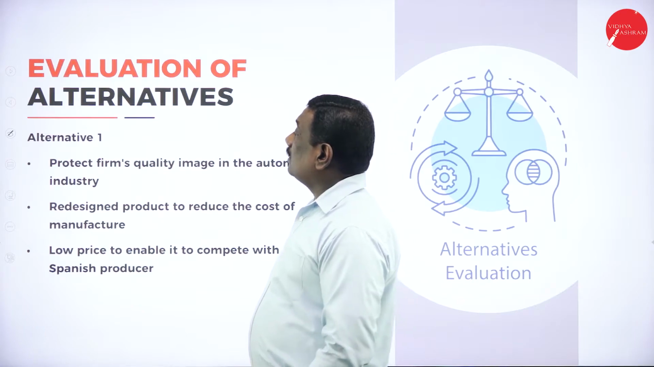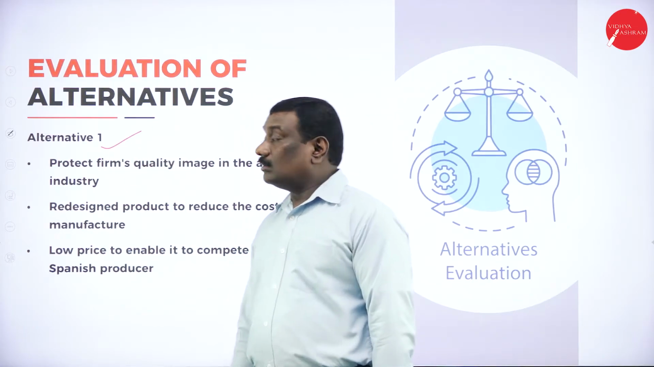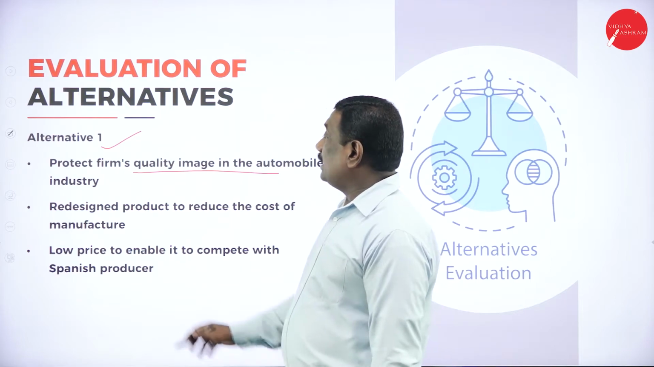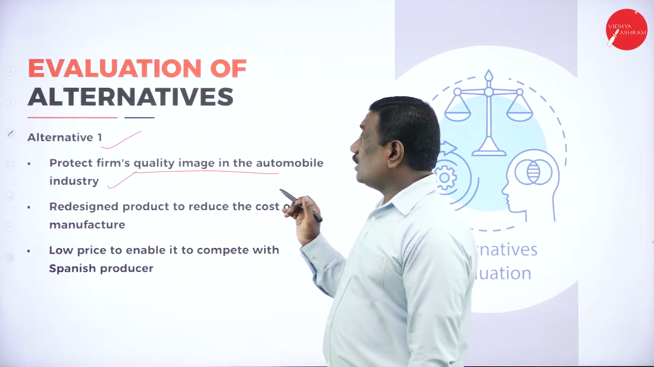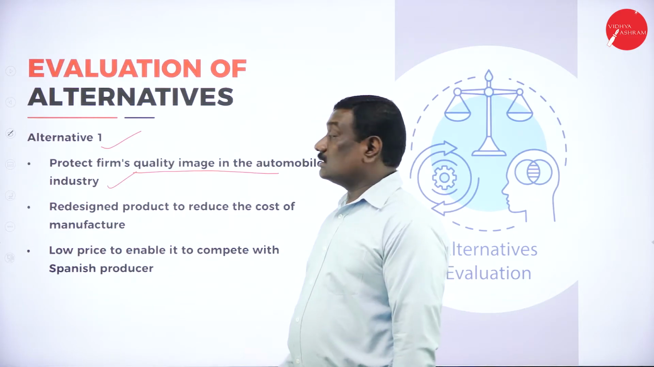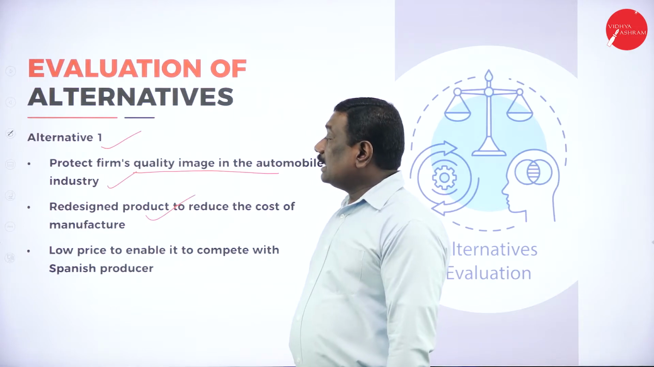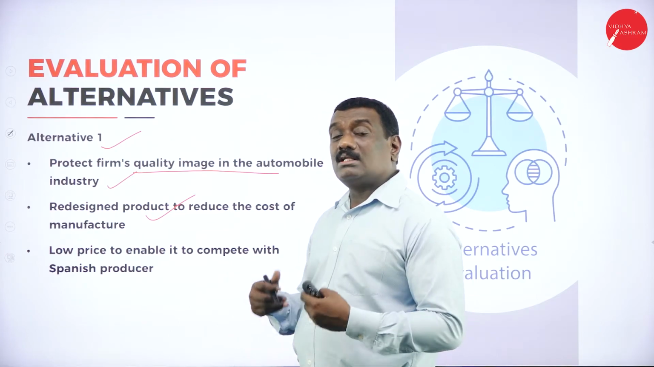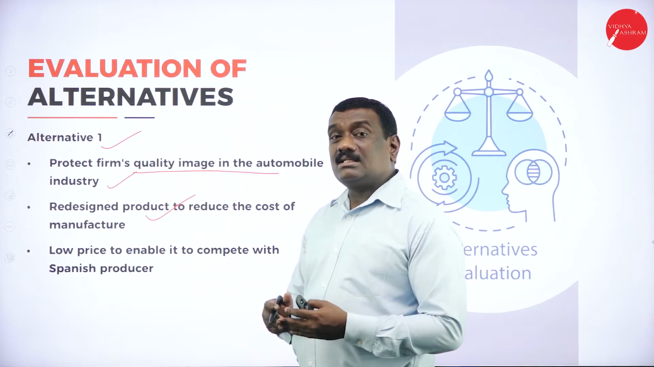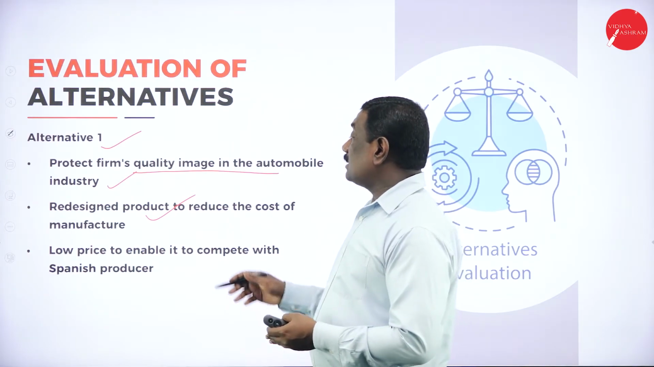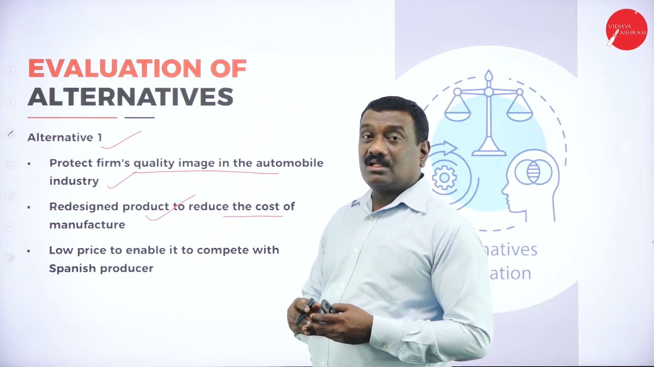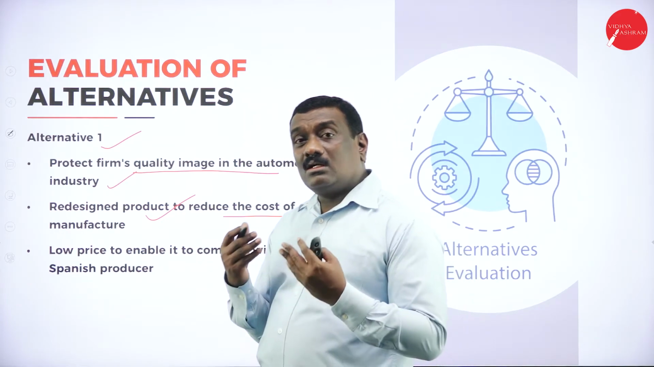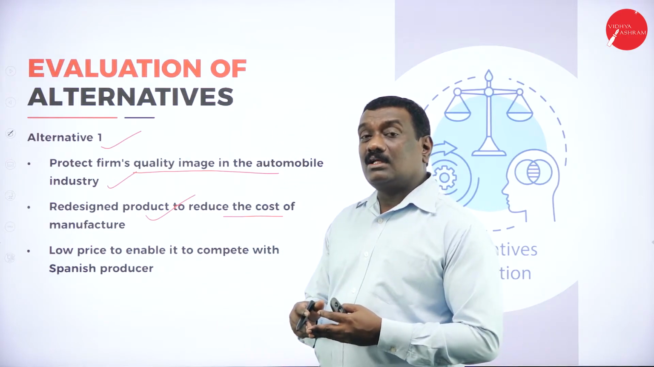Now, coming to the evaluation of alternatives, let us take the first alternative. It says protect the firm's quality image in the automobile industry. So the company needs to protect its quality image in front of other competitors in the automobile industry. Second, it says redesigning the product. If that particular product is not attractive, you better redesign, go for research and development work, do some surveys, and redesign that product in order to reduce the cost of manufacturing. Try to see how you can bring down the production cost through your research work, surveys, or redesigning of that product.